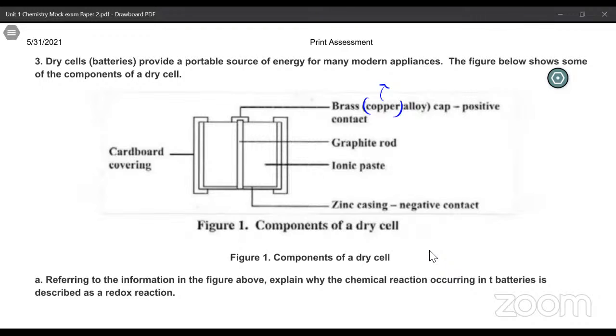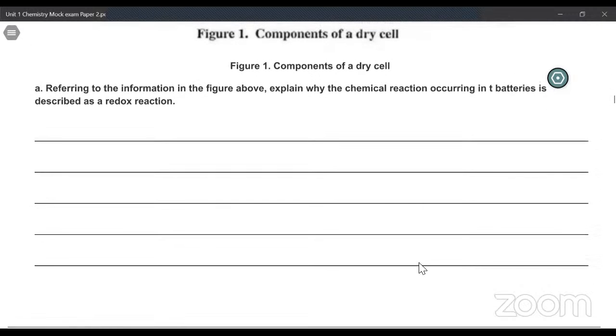All right. And the question, part A of 3, asks us, referring to the information in the figure above, explain why the chemical reaction occurring in the batteries is described as a redox reaction. Now, the reason why it is described as a redox reaction is because the zinc provides circuit with electrons.